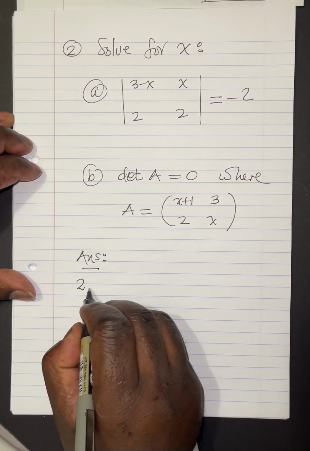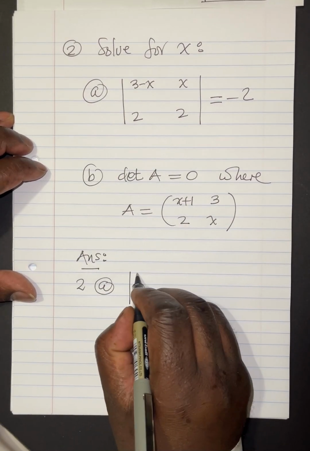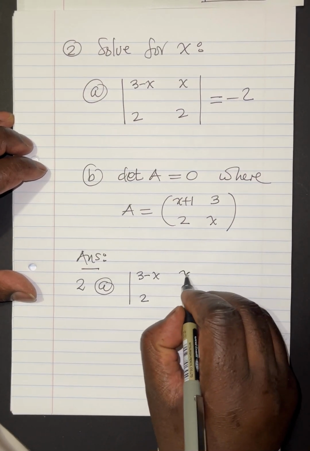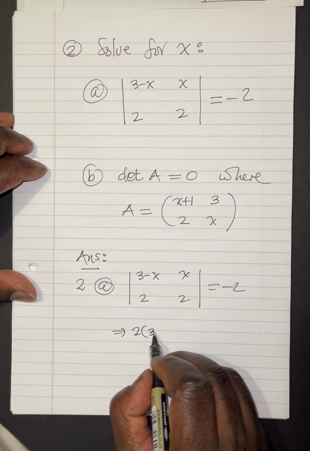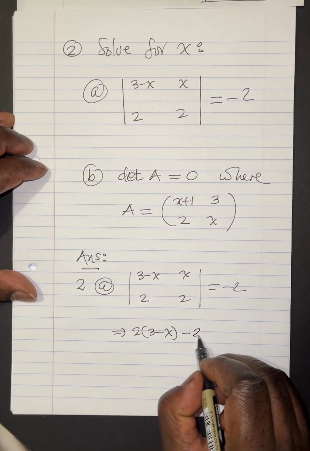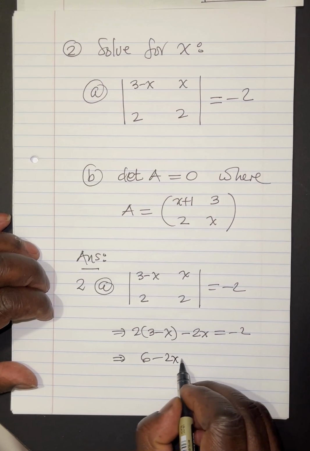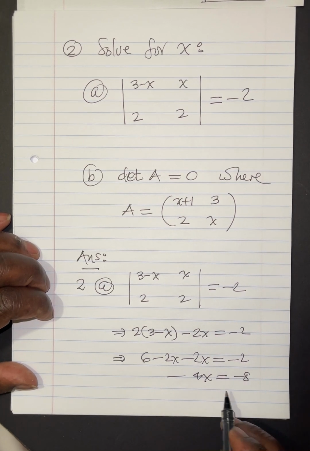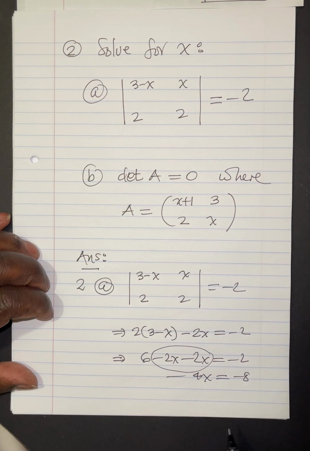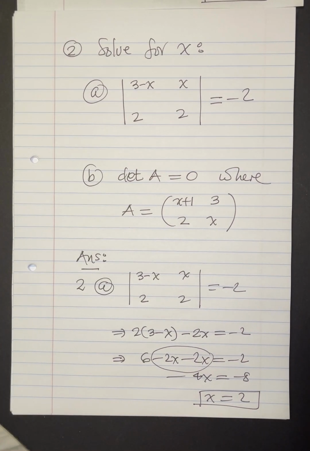Let's start with A. Remember, the vertical lines represent determinant. So we're simply going to say 3 minus x, 2, x, 2. We're told this equals minus 2. Right diagonal, this implies 2 times 3 minus x, minus left diagonal 2x, and the answer is minus 2. Expand this out. So this is 6 minus 2x minus 2x equals minus 2. This is minus 4x, and subtract 6 from both sides. You're going to get minus 2 minus 6 is minus 8, so minus 4x equals minus 8. Divide by minus 4 both sides, x equals 2. There is your solution. The question said solve for x, and that's our solution.